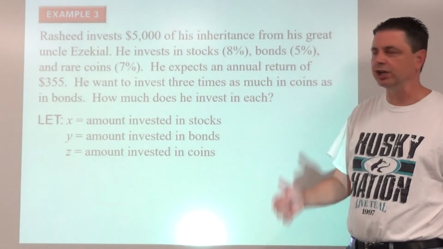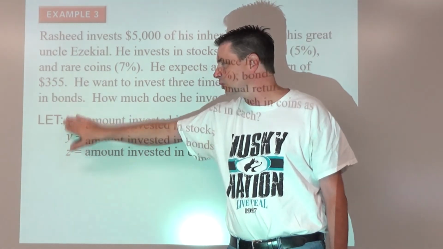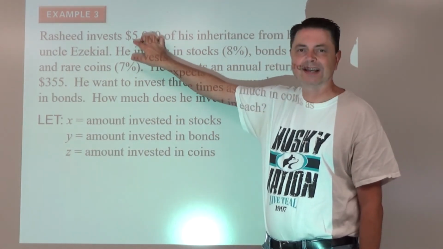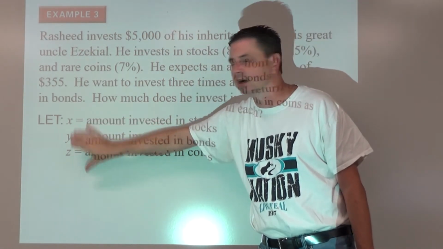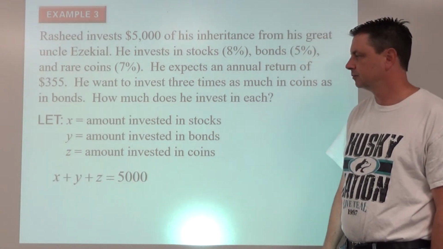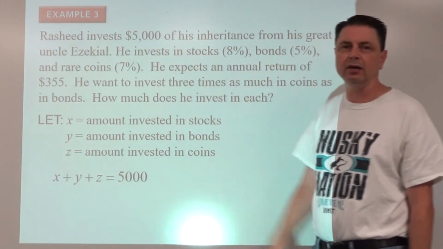All right, now we've got to start generating equations. We're going to need probably 3 equations since we have 3 variables. We do have an amount invested equation. He invests 5,000. Some here, some here, some here. So that's our first one. X plus y plus z, those amounts total the total amount.